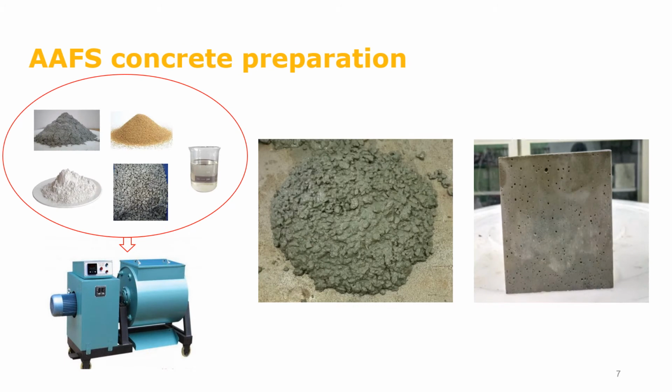A single horizontal shaft concrete mixer was used to prepare alkali-activated fly ash slag concretes. Firstly, the raw materials, including fly ash and slag, sand and aggregate, were dry mixed for 2 minutes. After that, the alkali activator was added and mixed for another 2 minutes. Fresh concrete was then cast into cube molds. After 24 hours curing at room temperature, concrete was demolded and put in a curing chamber before tests.